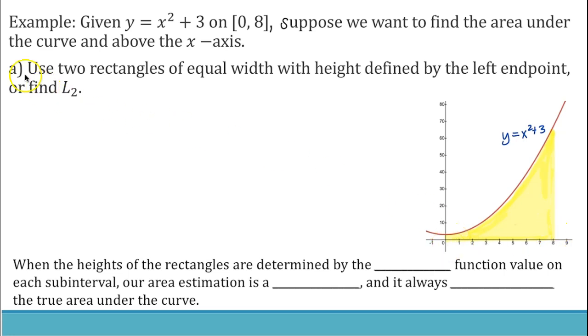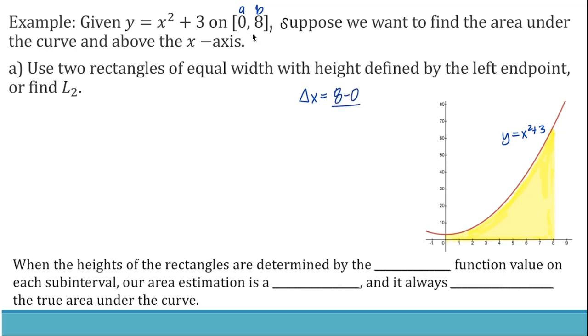So in part A, we're going to use rectangles, specifically two rectangles of equal width with height defined by the left endpoint, or we're going to find L2. So since we're going to have two rectangles of equal width over the interval from 0 to 8, I'm going to go ahead and calculate my delta x. So delta x, the width of each rectangle, is found by doing b minus a. Well, a is 0 and b is 8.